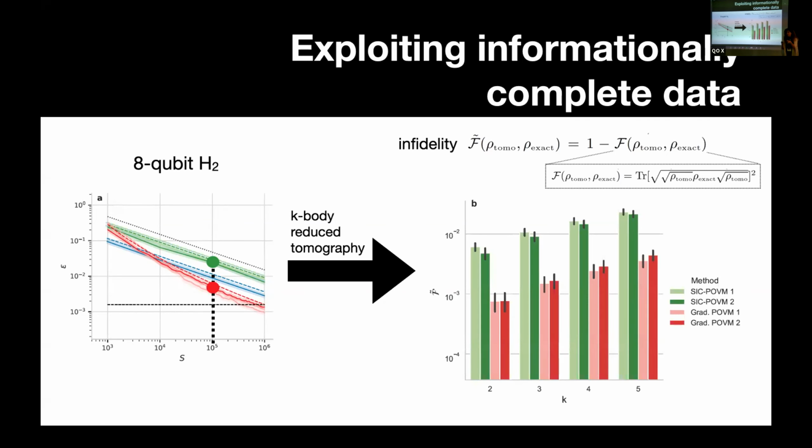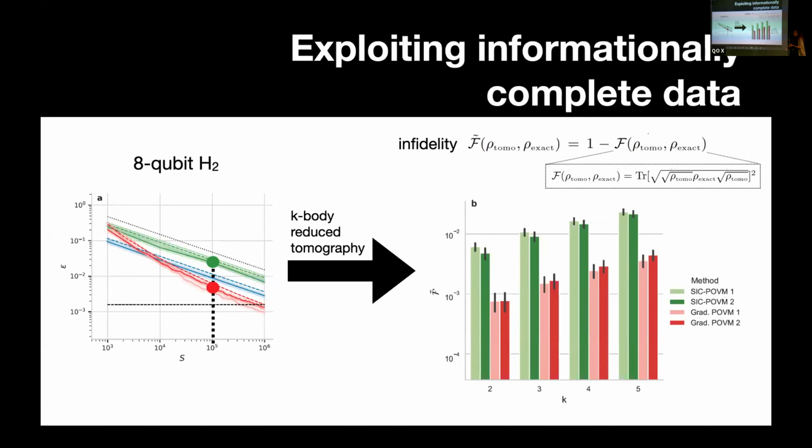So we reconstruct the K-body reduced density operator. So we trace away all the rest. In this case, we have 8 qubits. So we reconstruct the 2, 3, 4, and 5 qubit reduced state. And what we calculate is the infidelity, 1 minus the fidelity. Here the fidelity is with respect to the exact density operator. And you see that the infidelity is, in the worst case, of the order of 10 to the minus 2 for the non-adaptive case, while for the adaptive strategy, it is definitely lower.